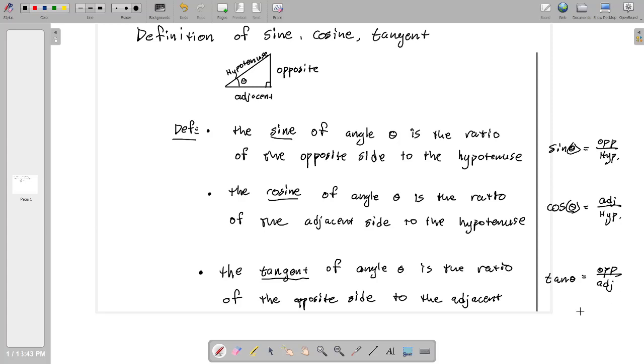Now these definitions are extremely important. Again, this is exactly why I cover this section in the very beginning of the class, because when we go back to chapter 5, we're going to use these ratios to figure out the unit circle and how we look at different values on the unit circle. And again, you'll understand more once we get back to chapter 5.